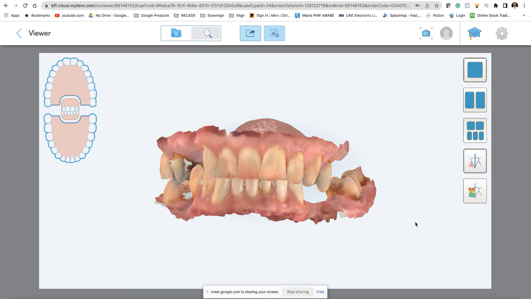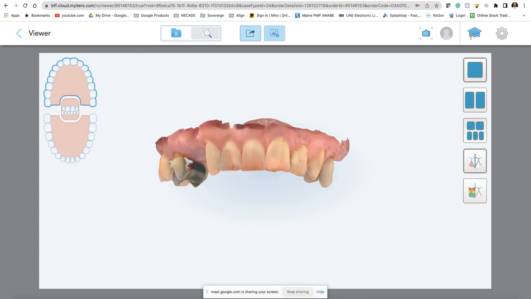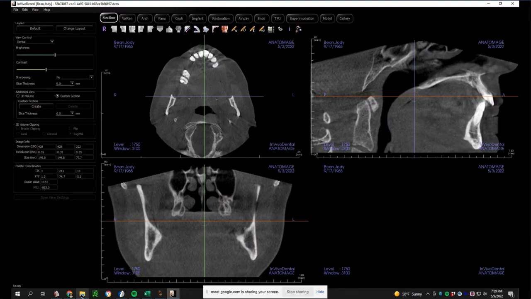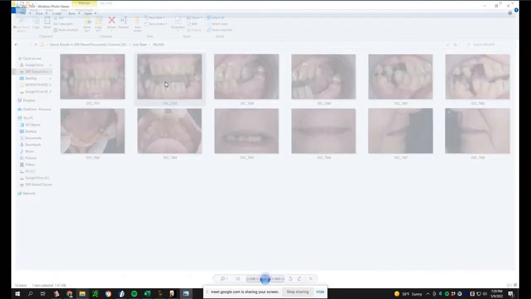The iTero scan, I feel like it doesn't show the intrinsic staining or even the extrinsic staining quite as well as photos do. So maybe we can pull those up as well. And so, yep, there we go.